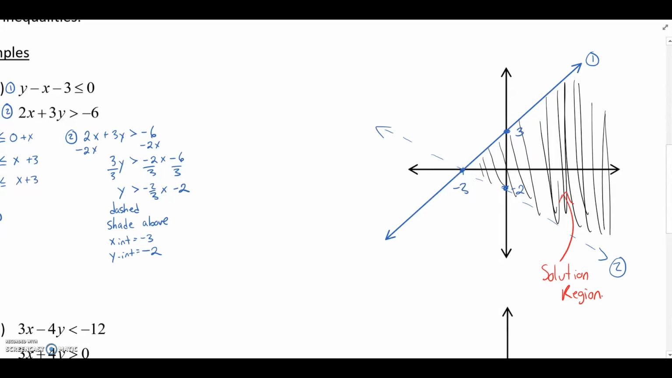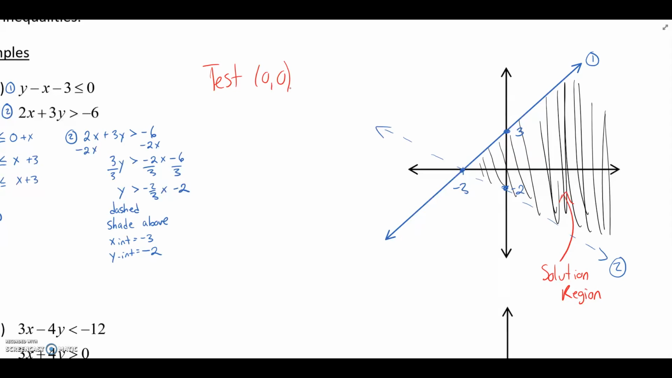So what exactly does that mean? That means that if you were to test a point, any value in here, let's say we tested the origin, because it's in the shaded region, it should be a valid point. So it has to hold true for both inequalities, not just one or the other anymore.